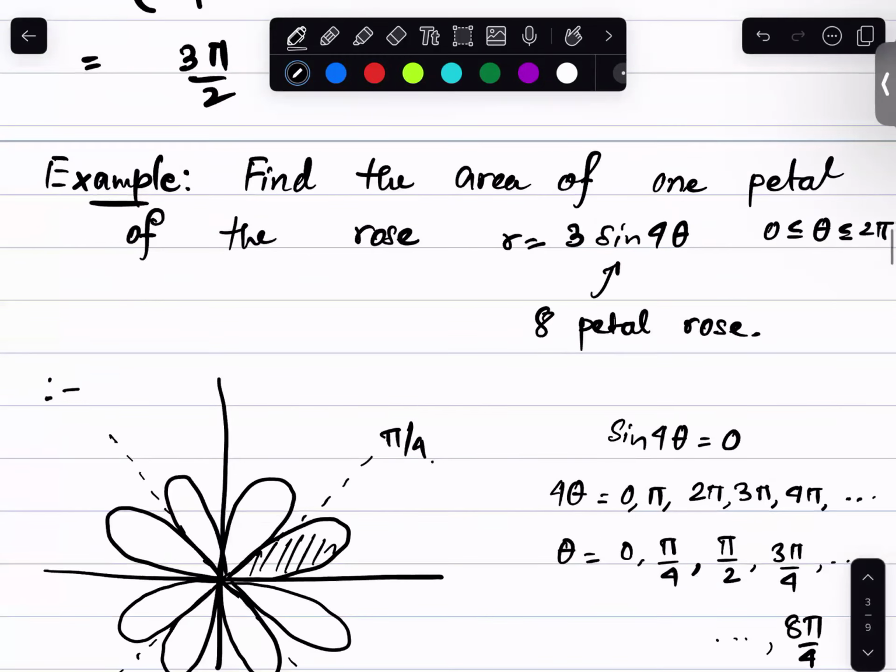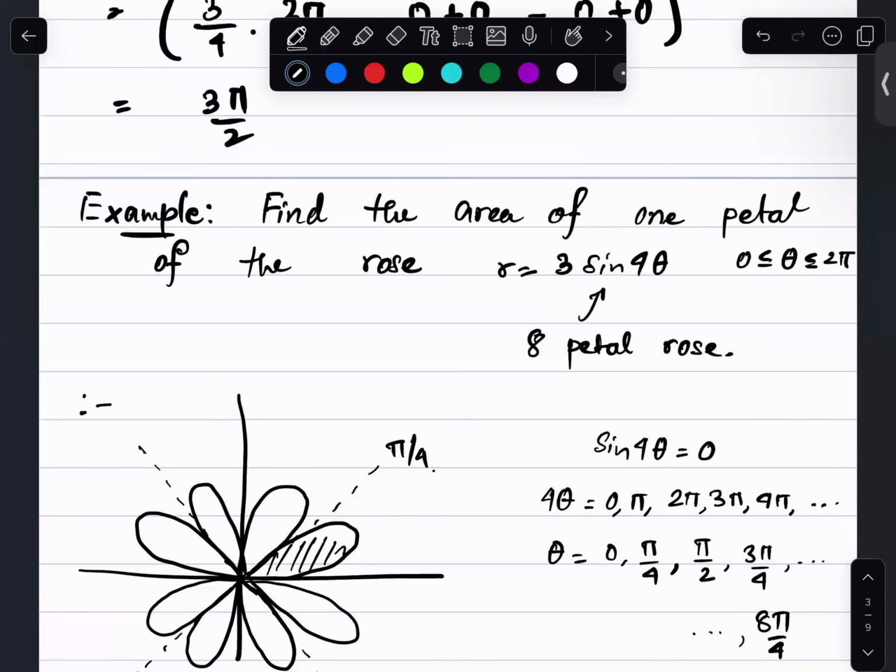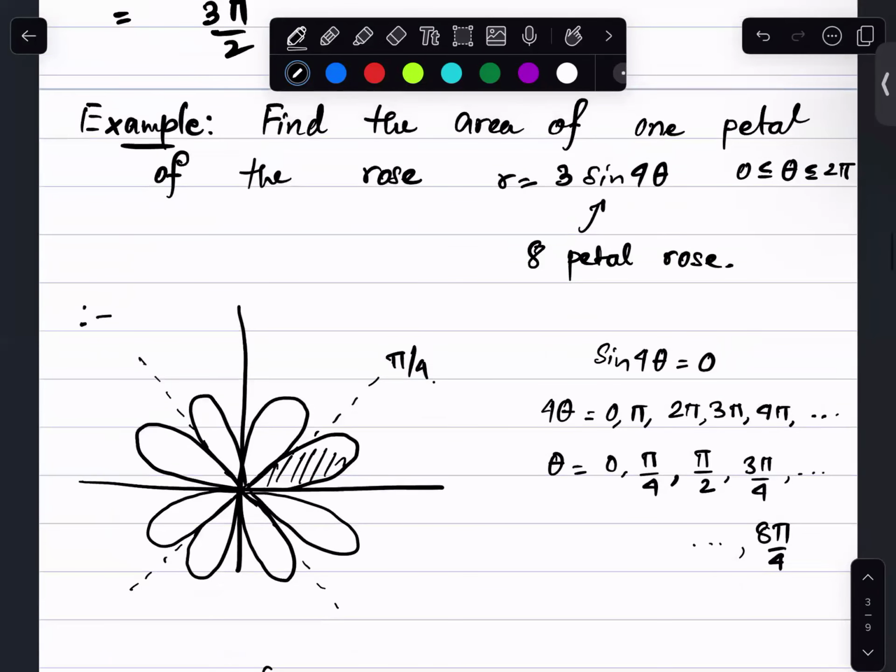Okay, for the next example, the question is kind of similar. You have to find the area of one petal of the rose r is equal to 3 sine 4 theta. So when you see 4 theta, in your mind, you should think it should be an 8 petal rose sort of structure.